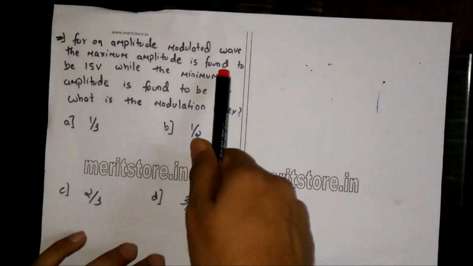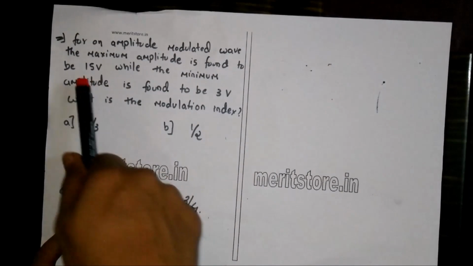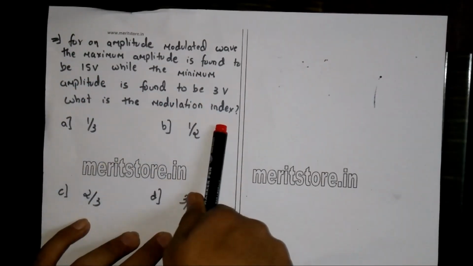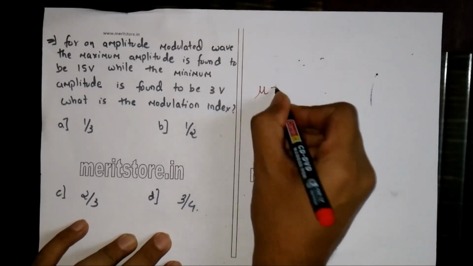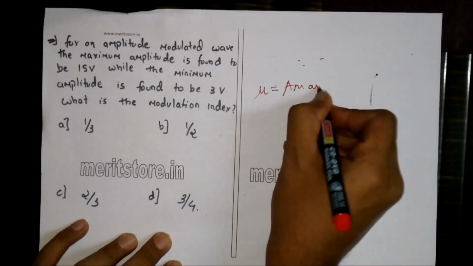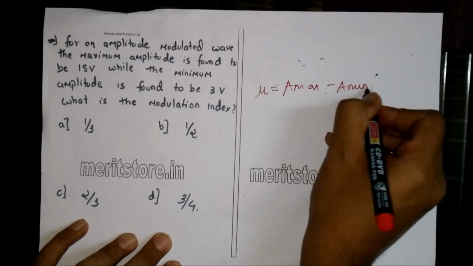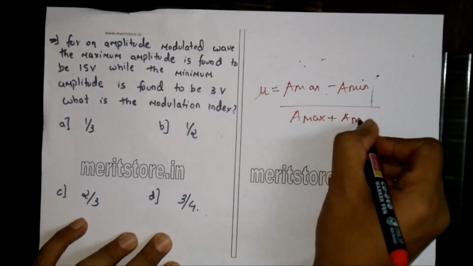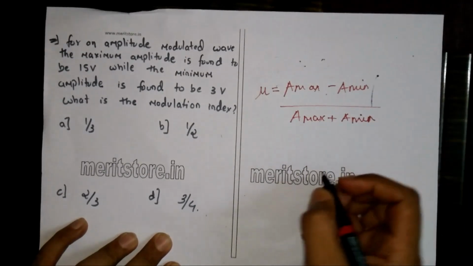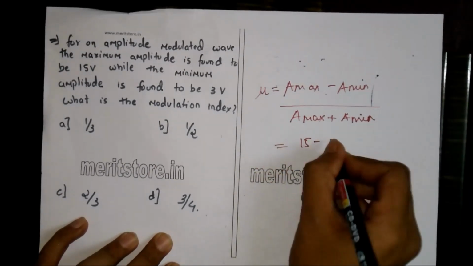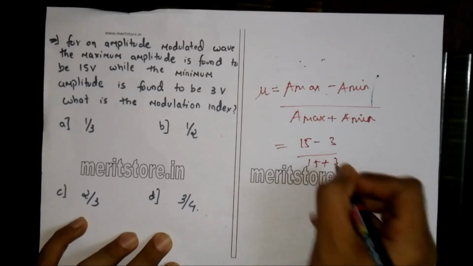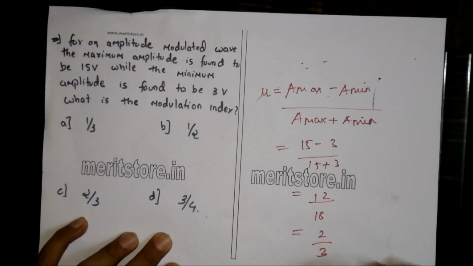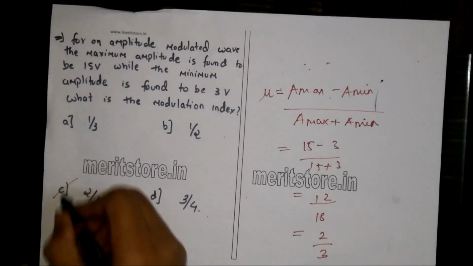For an amplitude modulated wave, the maximum amplitude is found to be 15 volts, while the minimum amplitude is found to be 3 volts. What is the modulation index? Now, the modulation index mu is equal to A max minus A min upon A max plus A min. So, 15 minus 3 upon 15 plus 3, which is equal to 12 by 18, which is equal to 2 by 3. Therefore, the correct answer is option C.